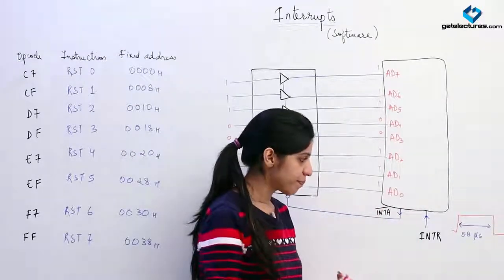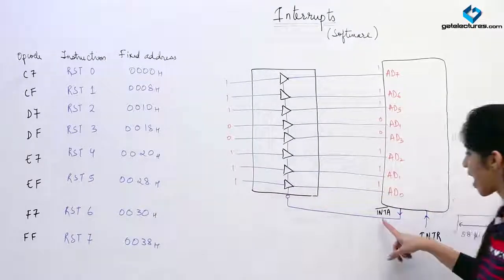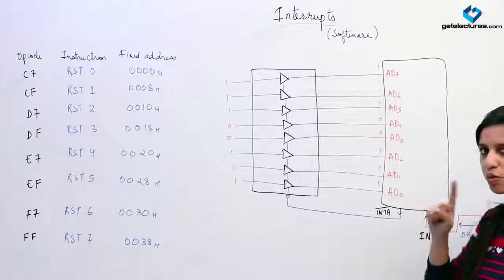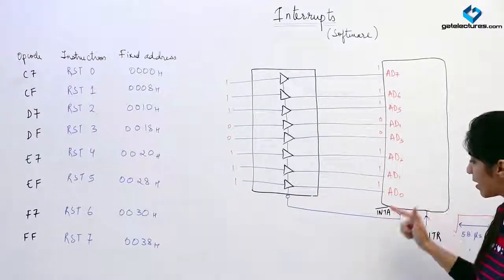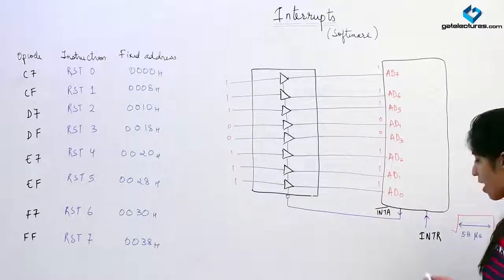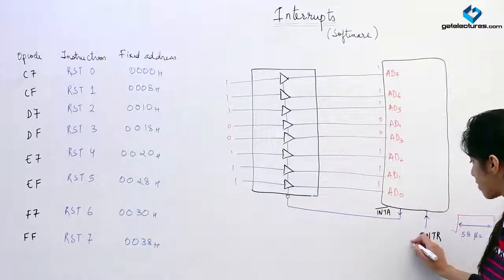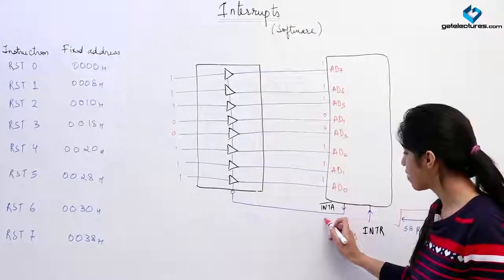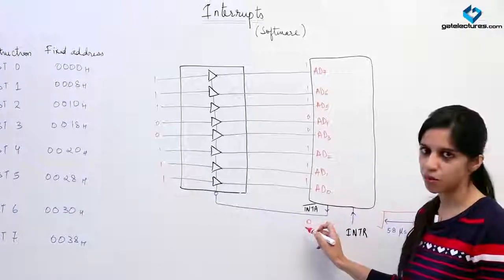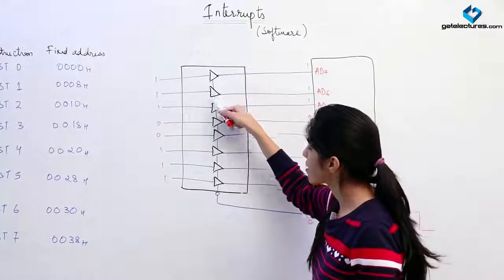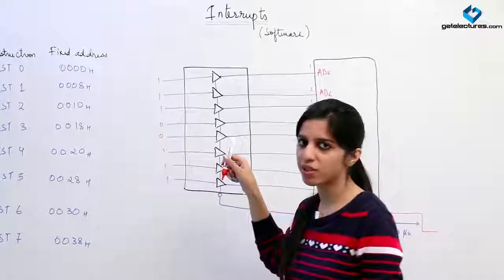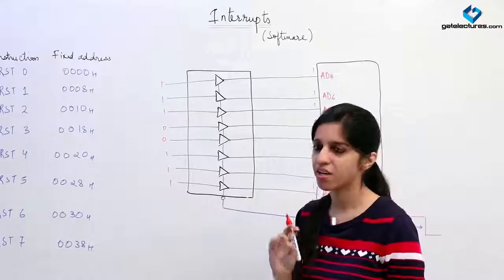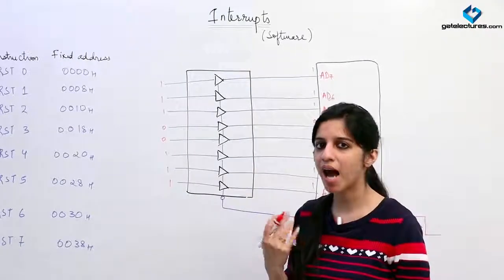Generally the pin INTA bar, which is the interrupt acknowledgement, is high, at 1, all the time. But as soon as you raise the interrupt INTR, making it 1, the pin INTA bar becomes 0. The gates that I have put here are known as tri-state buffers. Tri-state buffers can have 3 states: they can be on, they can be off, and they can be high impedance.